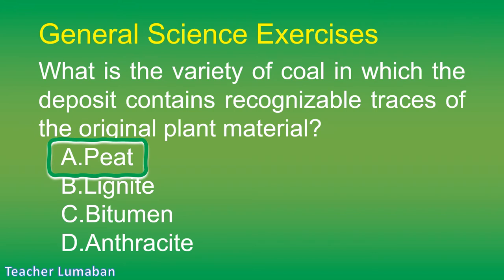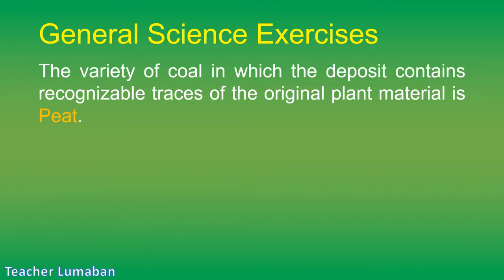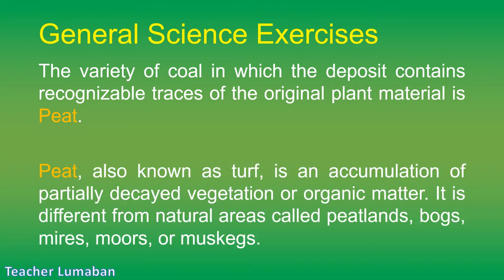Peat. The variety of coal in which the deposit contains recognizable traces of the original plant material is peat. Peat, also known as turf, is an accumulation of partially decayed vegetation or organic matter. It is different from natural areas called peatlands, bogs, mires, moors, or muskegs.